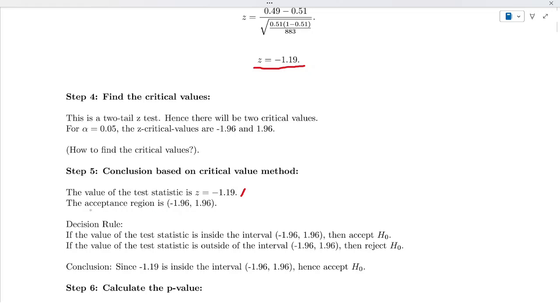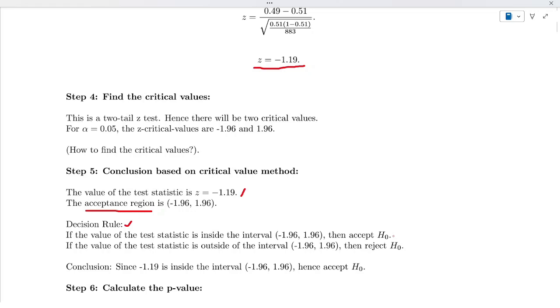Now the acceptance region. The acceptance region is minus 1.96 to 1.96. So the interval between the critical values is called the acceptance region, right? So what is the decision rule? The decision rule is written here. If the value of the test statistic is inside this interval, minus 1.96 to 1.96, then accept H naught, because this is the acceptance region. If the test statistic is inside this interval, then accept H naught.